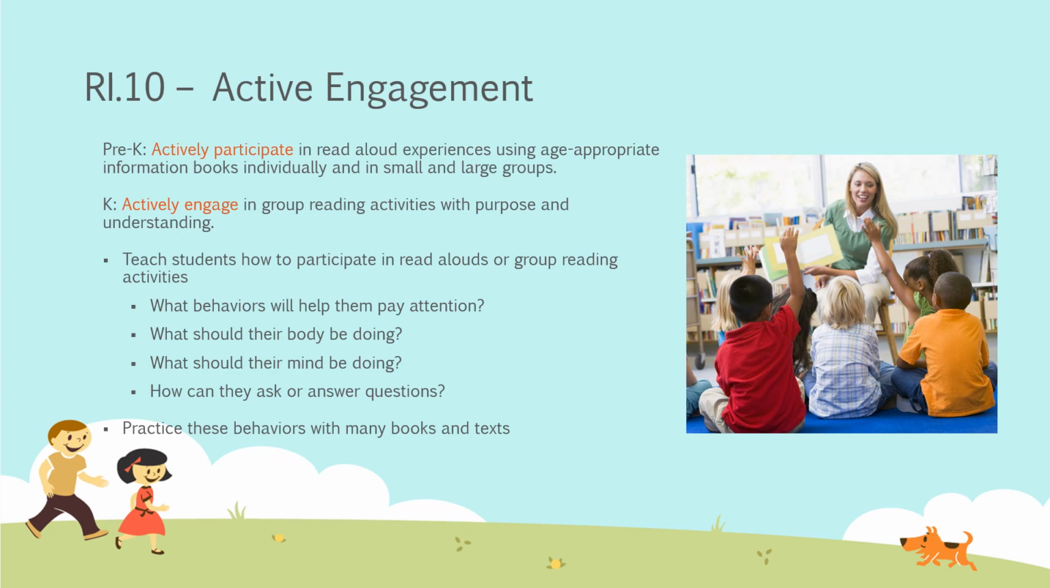What should their body be doing? What should their mind be doing? How can they ask or answer questions? What should they be looking at? This might include teaching them how to do a turn and talk or making connections to the book. But we want to practice these behaviors with many books and texts. So again, if you were writing a lesson plan on RI10, your lesson plan is going to be about the behaviors that they should be using while you're reading. The lesson plan is not about the book. The lesson plan is about how the kids are engaged in the book.